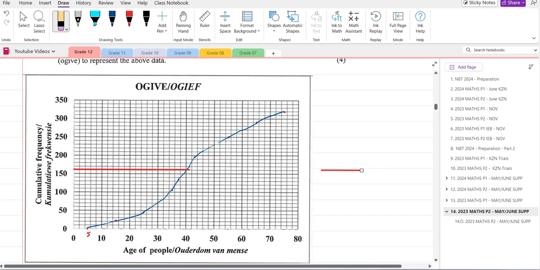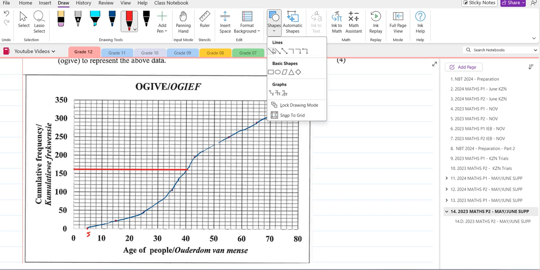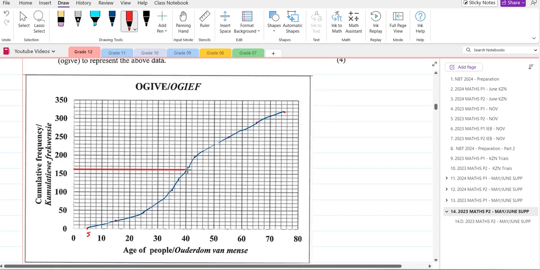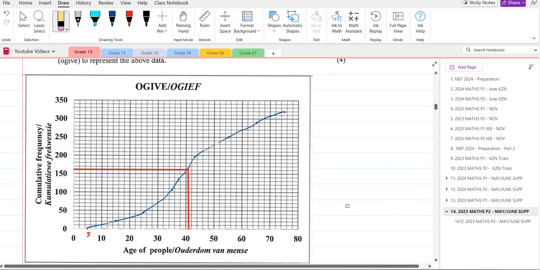Take out all these unnecessary lines. Right, so I'm going to bring this down. The 160th position, so we want the median age, okay? Right, so it looks like it's 40, 41, right?